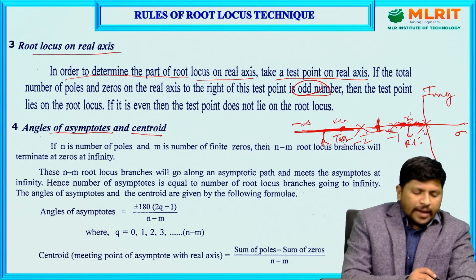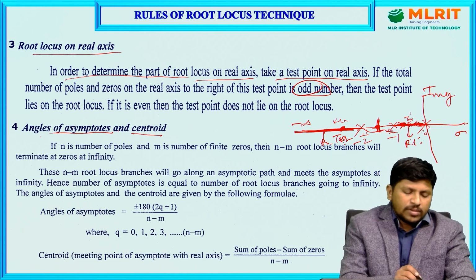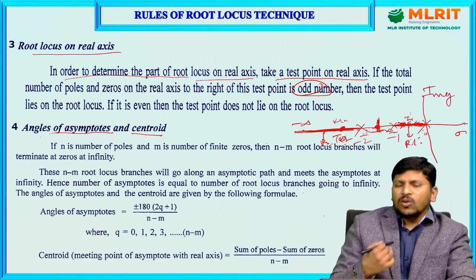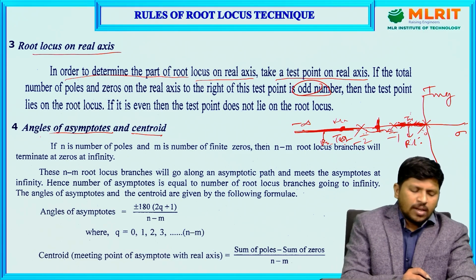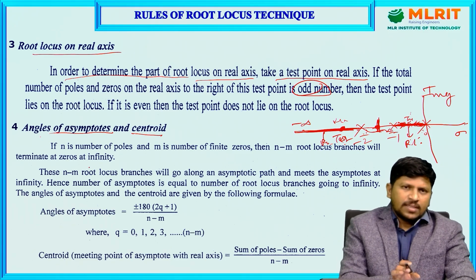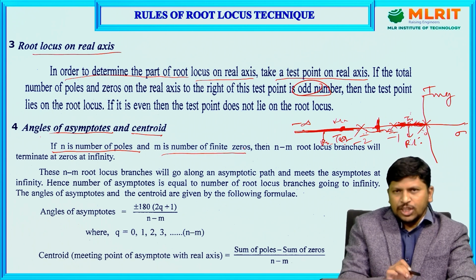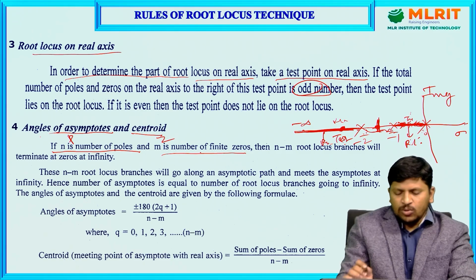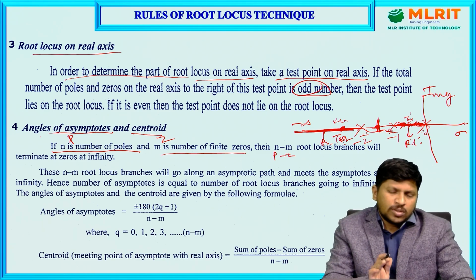Angle of asymptotes and centroid. The asymptotic lines pass through the centroid only. Here these two are the important formulas. If n is the number of poles and m is the number of zeros, or p is poles and z is zeros, then p minus z, or n minus m, root locus branches will terminate at zeros at infinity.